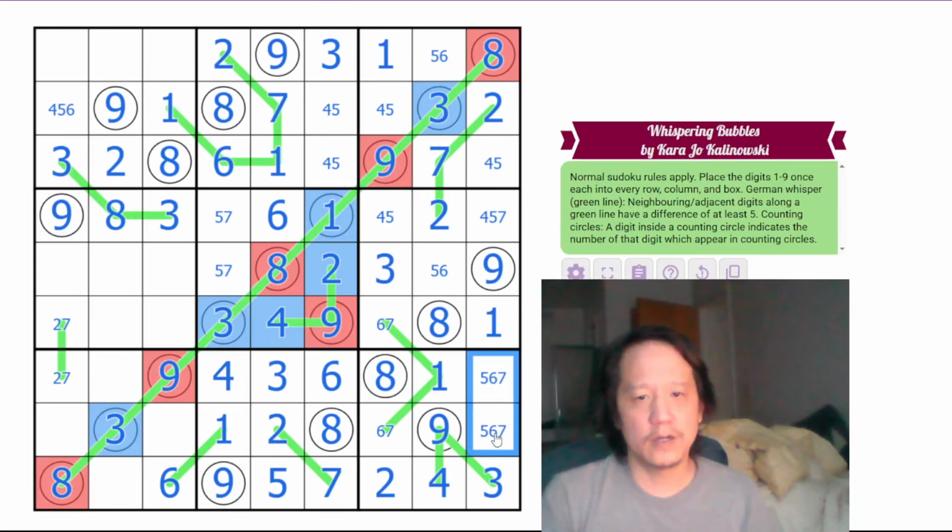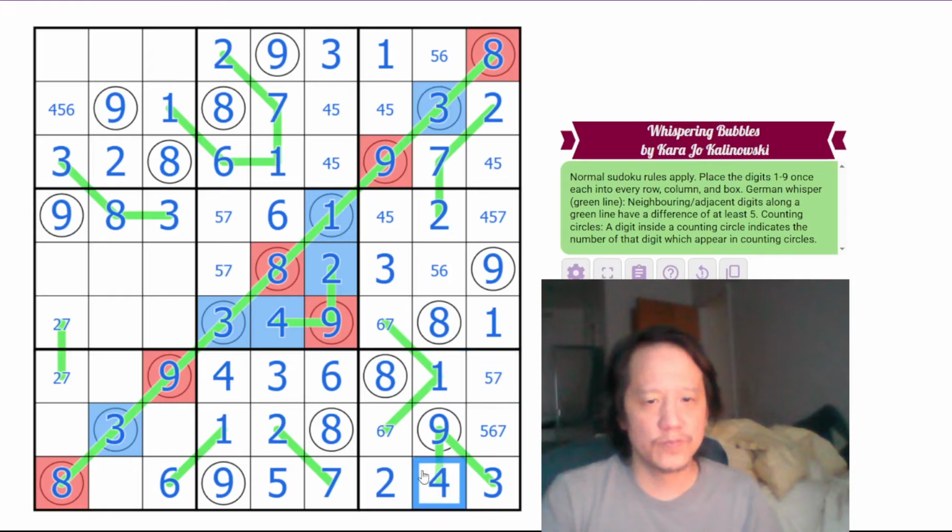5 has to be one of these two cells in box 9. This can't be 6. So 5 is one of these two cells, so this can't be 5 here. This must be 4, which makes this 5. That makes this 6. This makes that 5, which makes that 4. This can't be 4, 5, so it's 7. This can't be 7, so it's 5, which makes that 7.